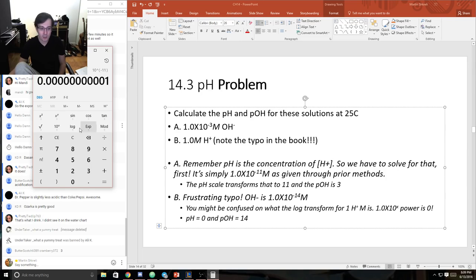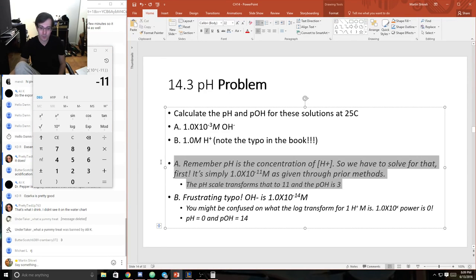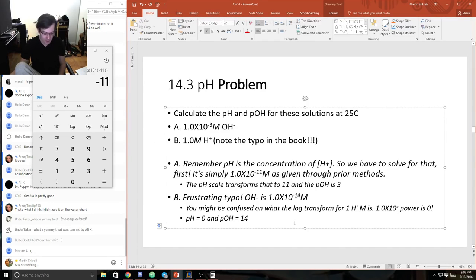And if we want to take the logarithm, it's a negative log, so we take the log and we add a negative sign and we get 11. pH is 11. And that's a very basic solution because there's so much hydroxide relative to protons. So here we have the opposite. The book has this terrible typo.